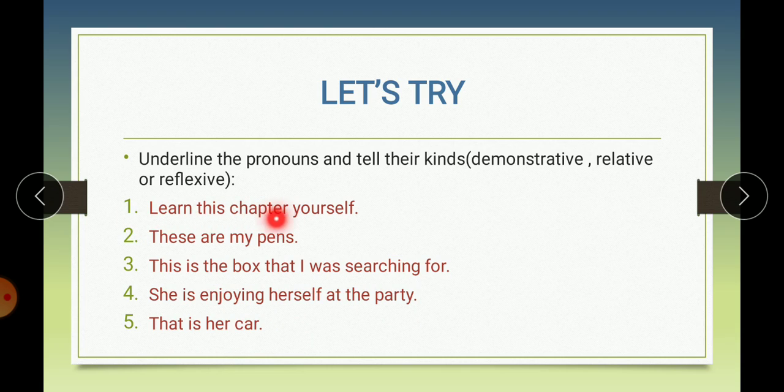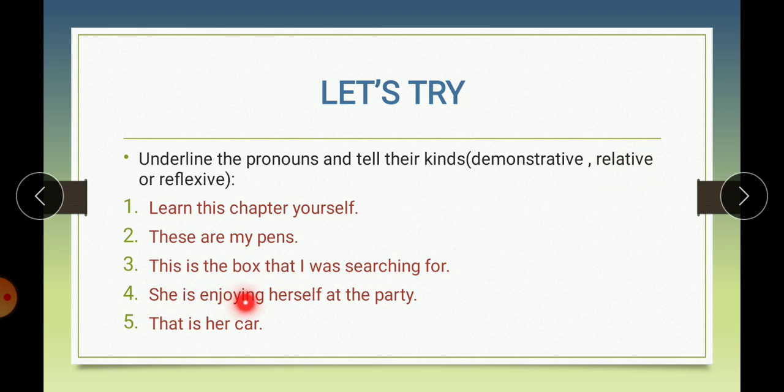Now, learn this chapter yourself. Yourself is a reflexive pronoun. These are my pens. These are what? You have to choose from these three: demonstrative, relative or reflexive. So these is demonstrative because it is followed by a helping verb. This is the box that I was searching for. Now here there are two pronouns. This is a demonstrative pronoun, and that in that I was searching for, that is what? Relative pronoun.